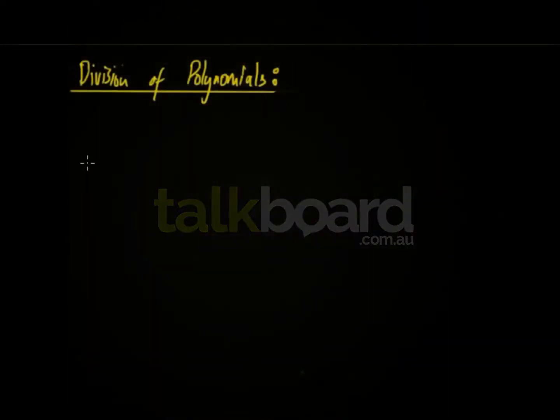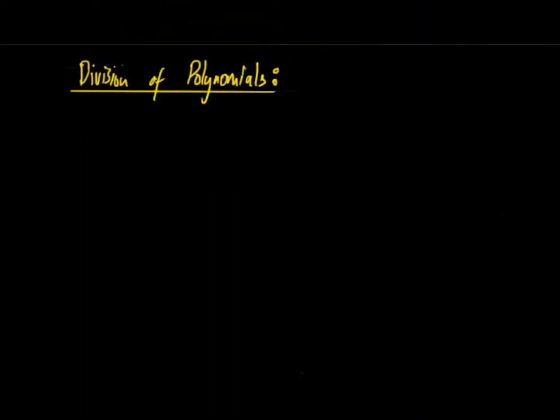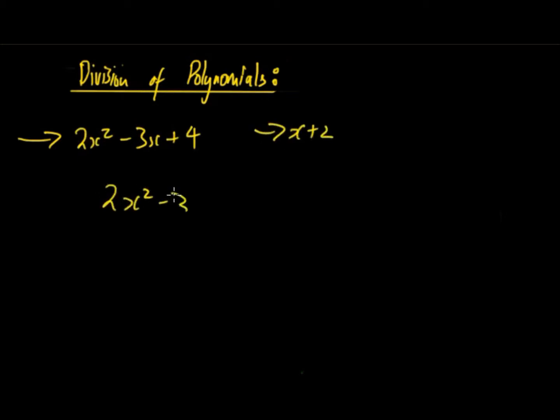In this video, we'll be looking at the division of polynomials. This is when you have one polynomial and you're dividing it by another. So let's take, for example, 2x squared minus 3x plus 4 and x plus 2. Then we can go 2x squared minus 3x plus 4 over x plus 2. And so we need to be able to know what the result is and what this result means.